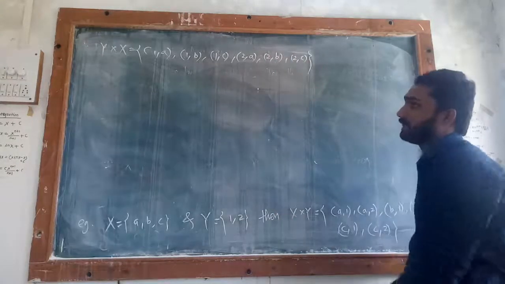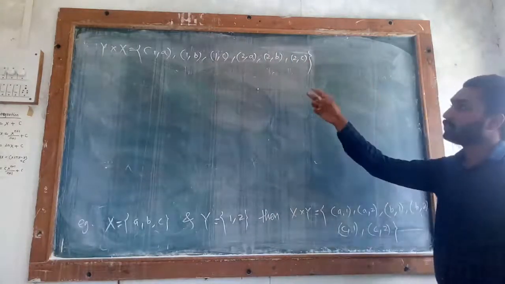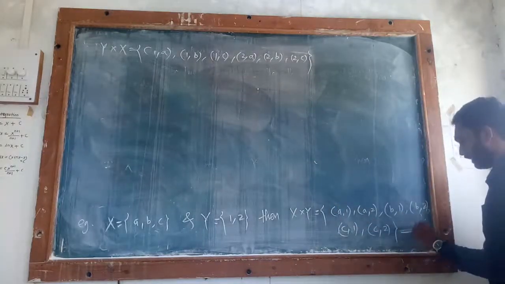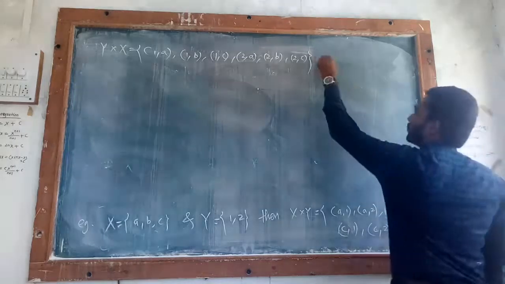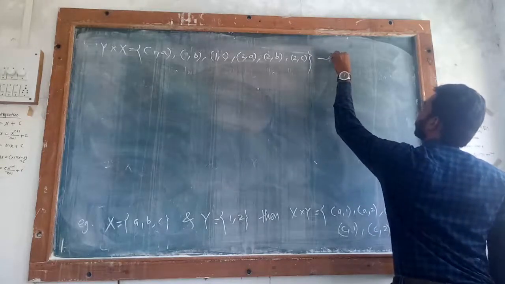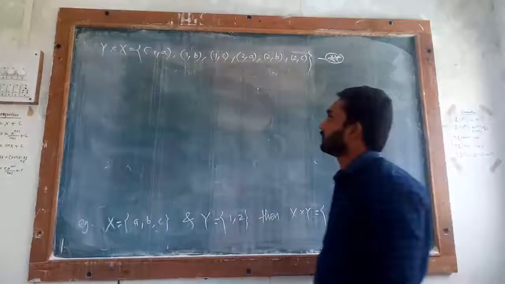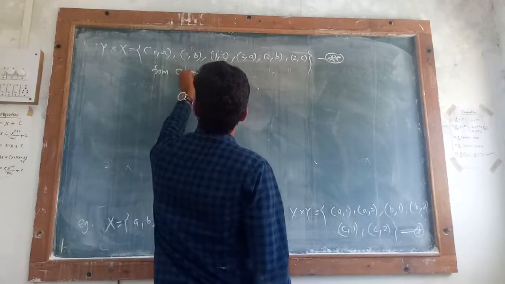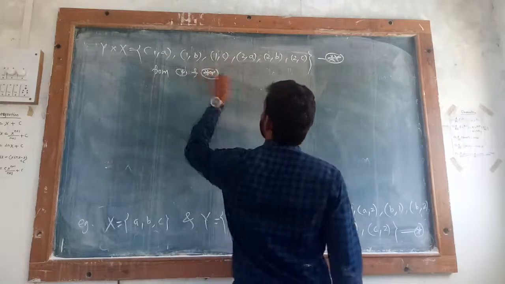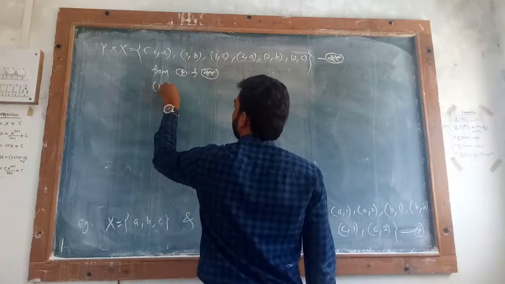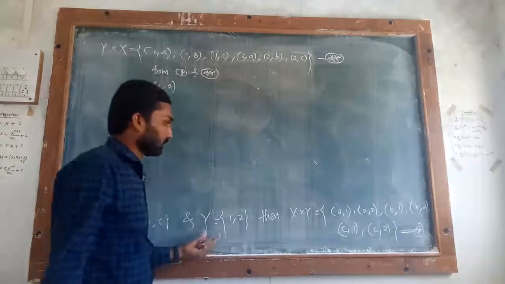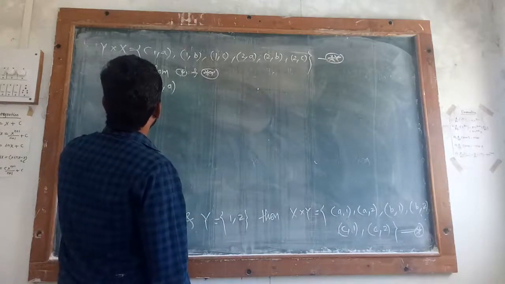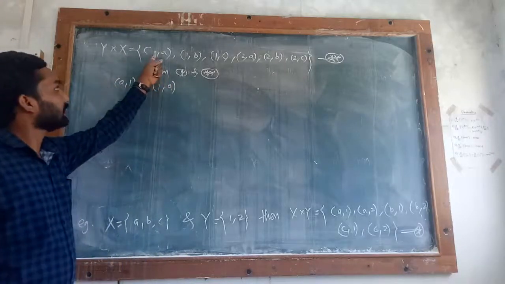So how many elements are in Y cross X? Also 2 cross 3, that is 6 also. This one is star, this is your double star. From star and double star, what is your first pair? In X cross Y, the first pair is a comma 1, and here the first pair is 1 comma a.